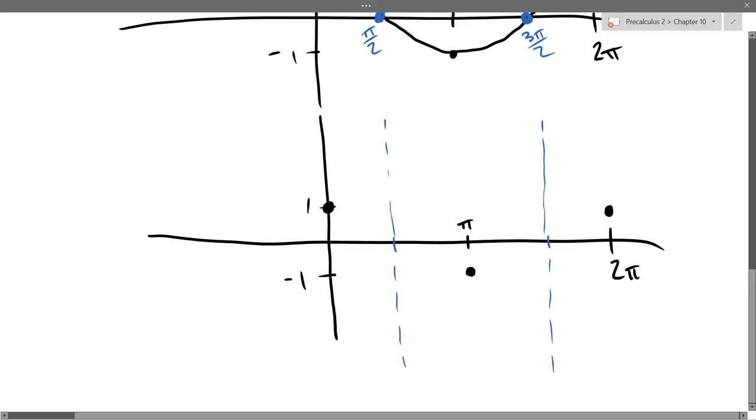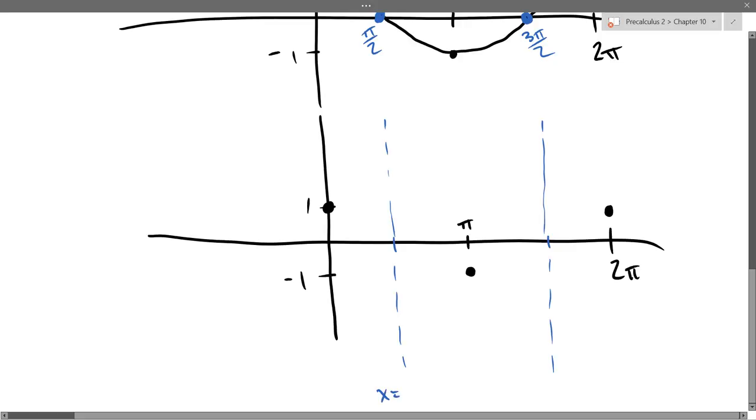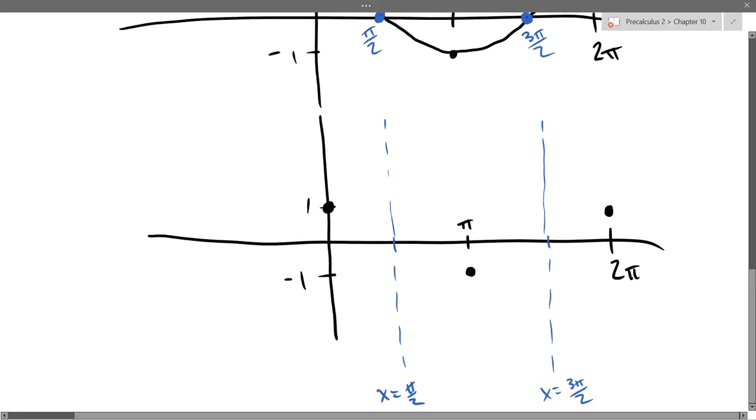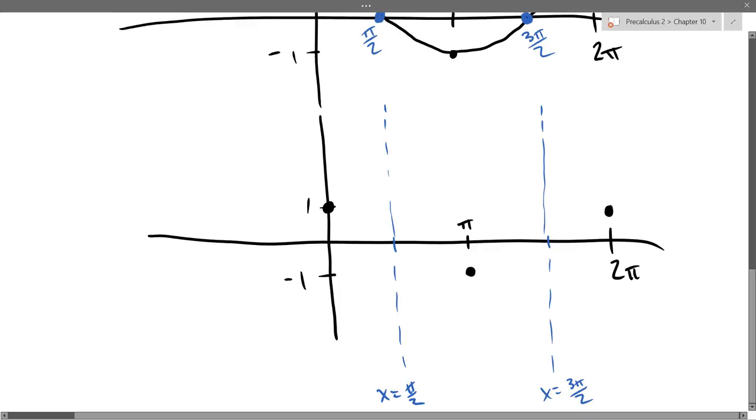And we're going to label them. We know what they are. They're right above: pi over 2, 3 pi over 2. I know what the x values are. So we got pi over 2, 3 pi over 2, right there. All right, so I'm going back to the regular black marker. I just wanted to go blue for the asymptotes. And now I'm going to draw the graph.